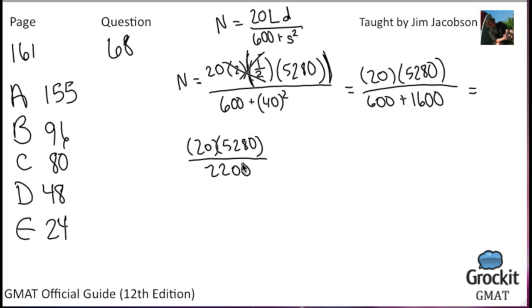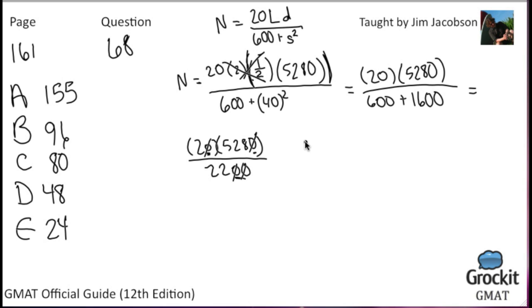Whenever possible, look for ways to save yourself doing massive amounts of math. Multiplying 5,280 times 20 is going to give you a very large number, larger than you perhaps want to deal with, and then dividing by 2,200 also. We can notice, though, that this number ends in a power of 10, this is a power of 10, and then this is a power of 10. So we can actually divide by 10 twice. We divide by 10 twice, we get rid of these two zeros and these two zeros.